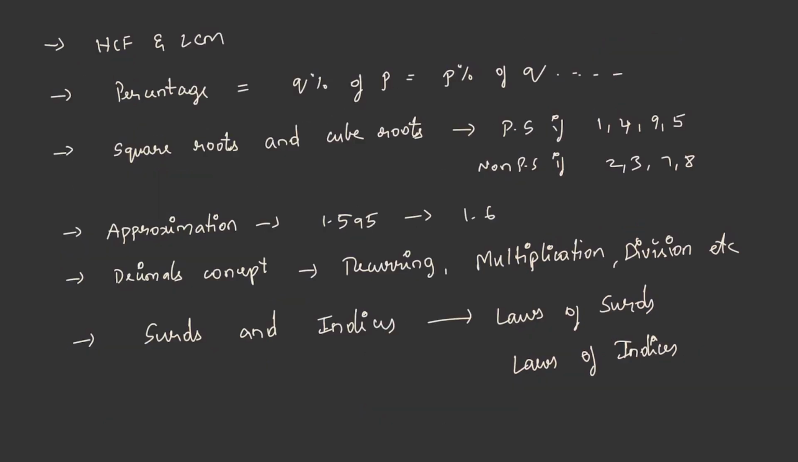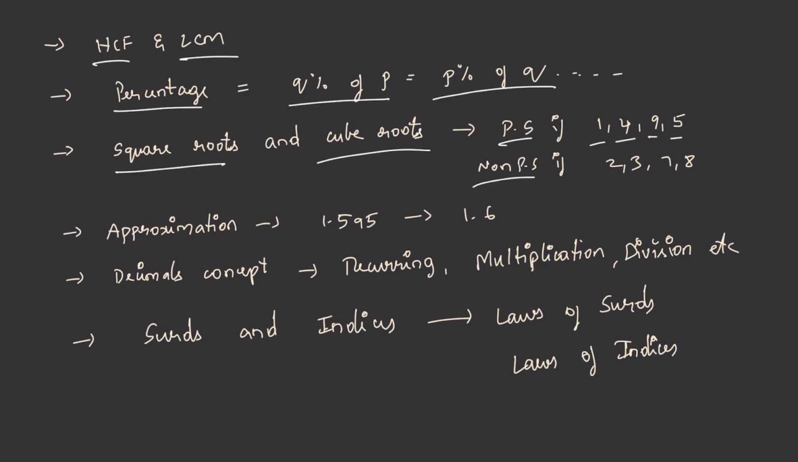It adds an advantage if you learn the HCF and LCM concept, the percentage concept which involves Q percent of P is equal to P percent of Q and many formulae like this. In addition to that, learn square roots and cube roots concept. For example, a number is said to be a perfect square if its units digit consists of 1, 4, 9, 5. And it is said to be a non-perfect square if its unit digit consists of 2, 3, 7 or 8.